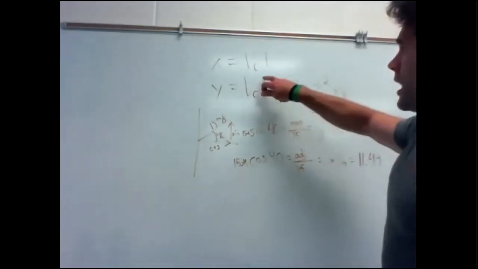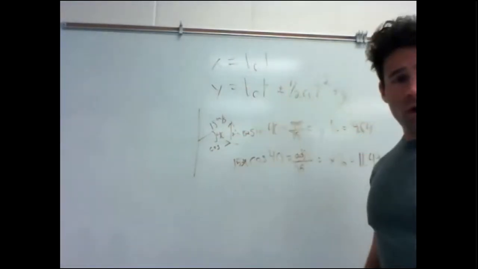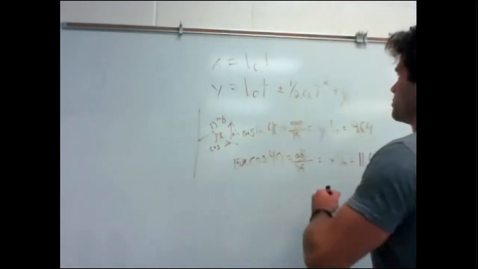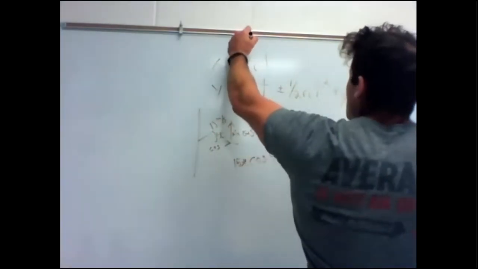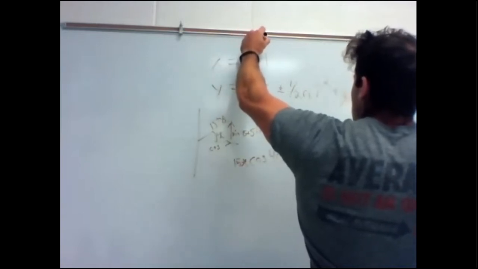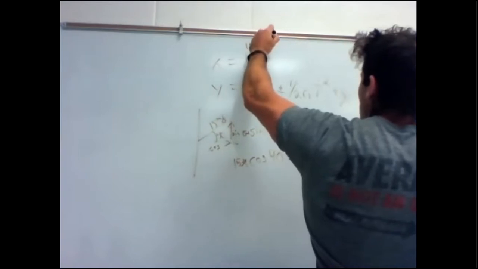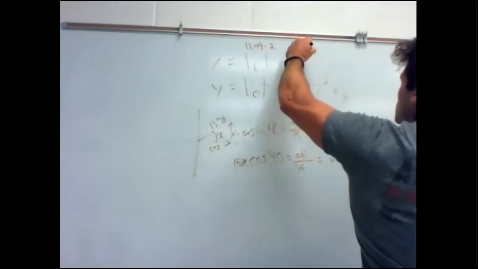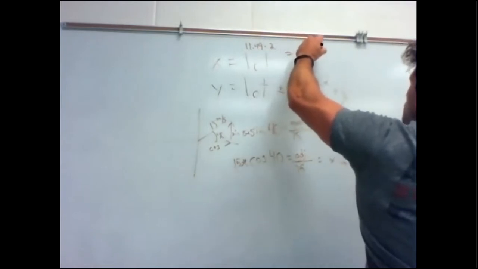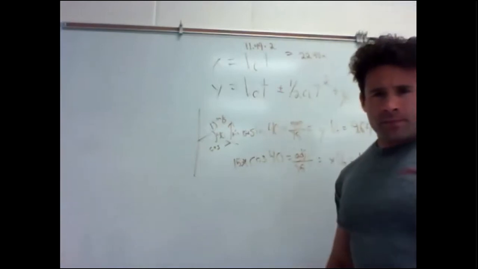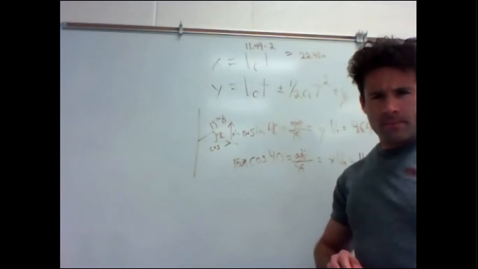So in order to figure out how far it would have gone horizontally after 2 seconds, we simply have to put in that 11.49, multiply that by 2. So it would have gone 22.98 meters. Okay. Everybody still with me?